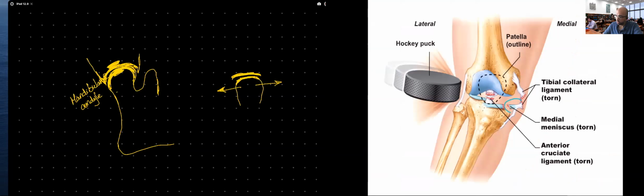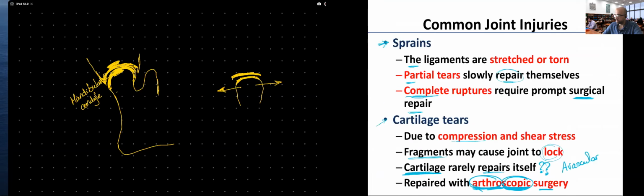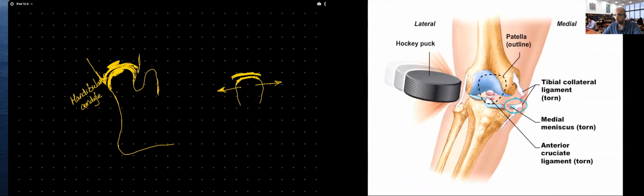So you see here an example of a ligament sprain and a cartilage tear. So I got a lateral trauma to the knee joint here. This caused the tibial collateral ligament to be torn, as well as the medial meniscus, which is a cartilage.